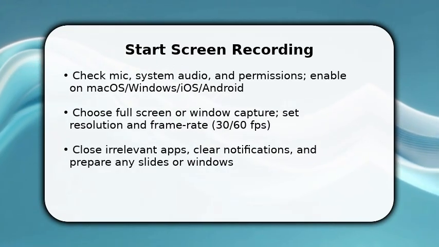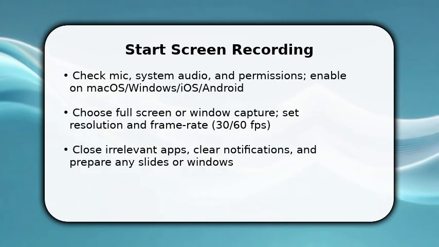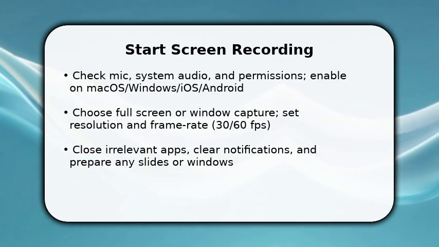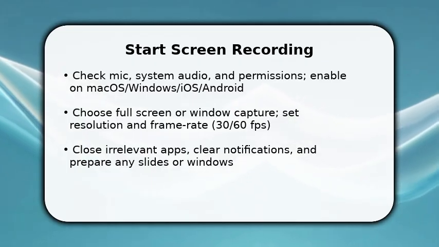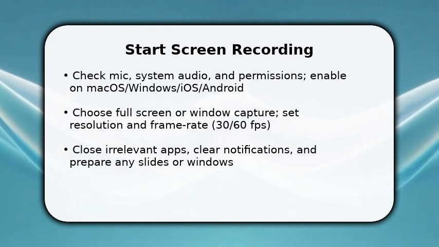Make sure resolution and frame rate match your output plan, 30 FPS for tutorials, 60 for smooth motion. You should also close distractions and silence notifications so audio remains clean. Now position the windows you'll record and prepare any scripts or visuals before hitting record.